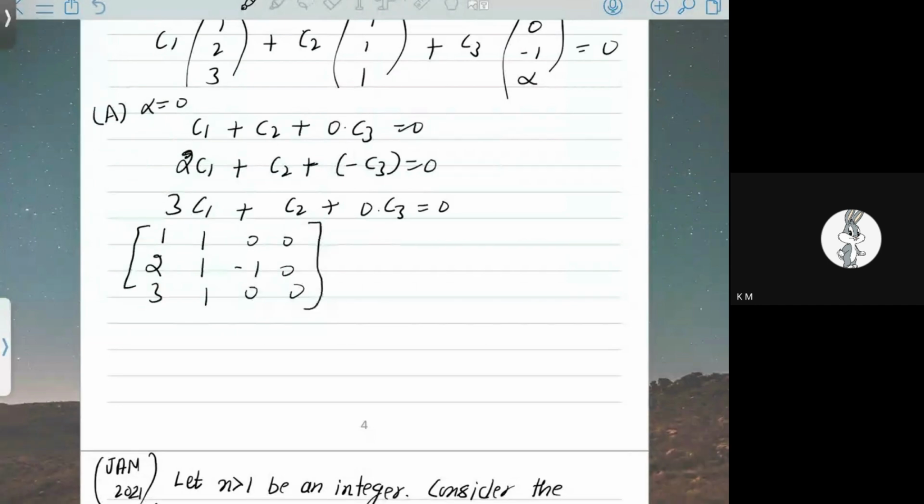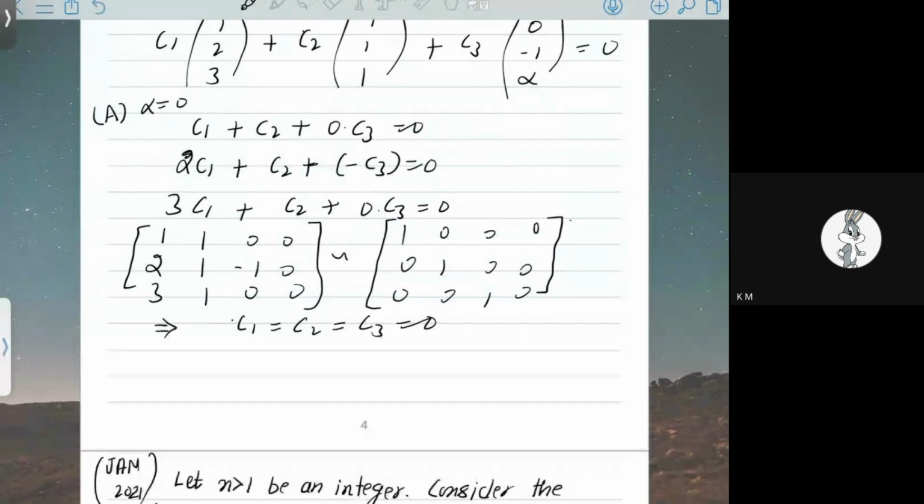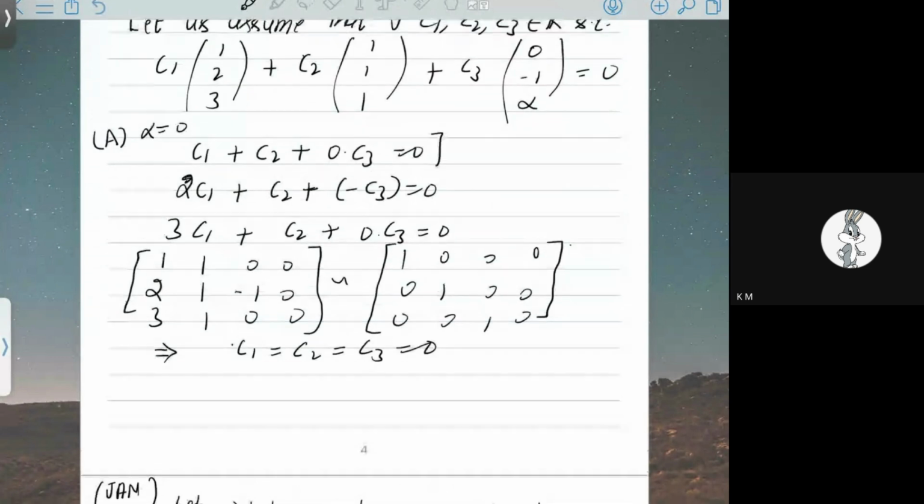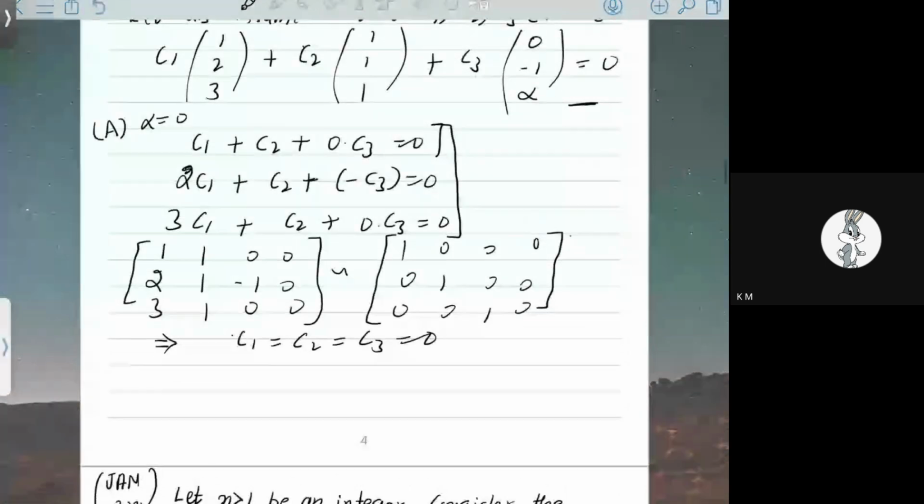As she said, we can check the determinant also, or we can reduce to row echelon form and check whether these three vectors are linearly independent or not. So I'll straight away write the answer of the row echelon form. By reducing this, we get 1 0 0, 0 1 0, 0 0 1, then 0. So from here we get that c1, c2, c3, all three have to be 0. That means the only solution to this equation when alpha is 0 is c1, c2, c3 all being 0. So when alpha is equal to 0, this set is linearly independent. So this might be a solution. Okay, so this was for option A.